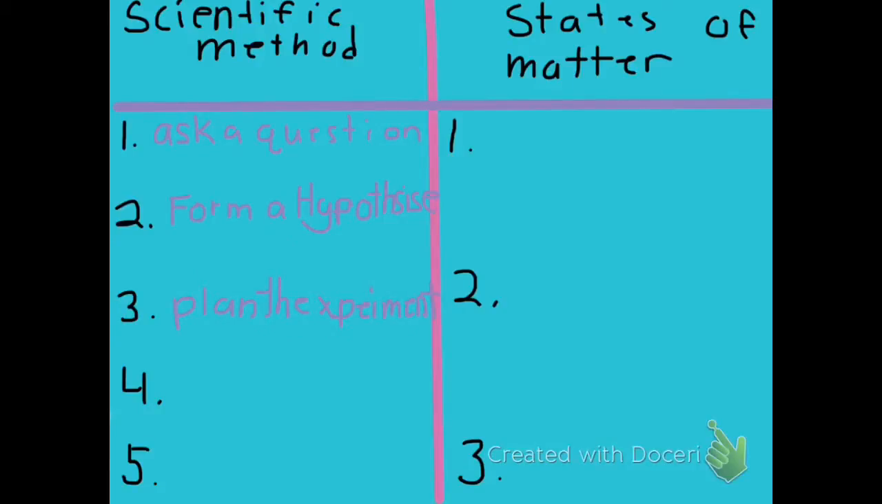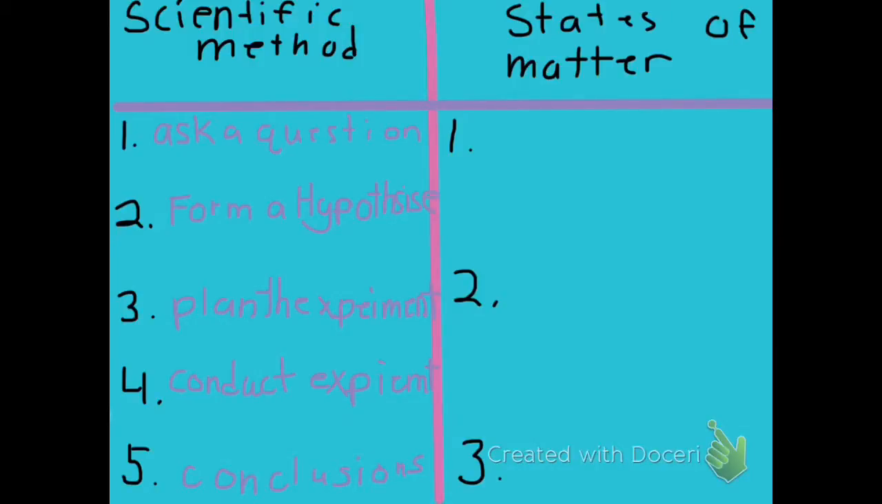Okay, so now step 4. Step 4 is conduct the experiment. Now we're going to write that down. Finally, step number 5. Step number 5 is communicate results and draw conclusions. Now we're not going to write all that down, so we're just going to put conclusions, okay?